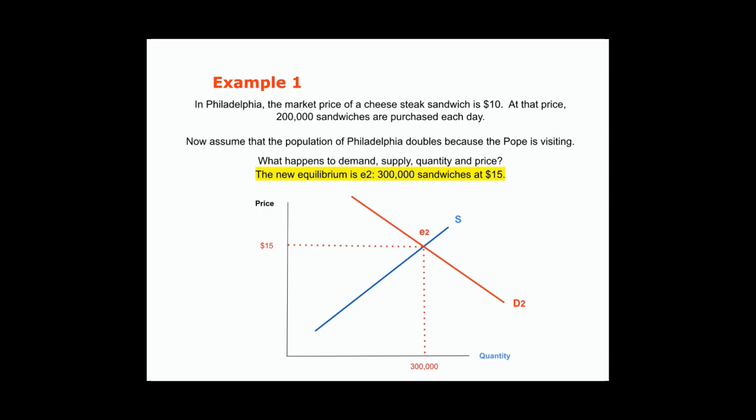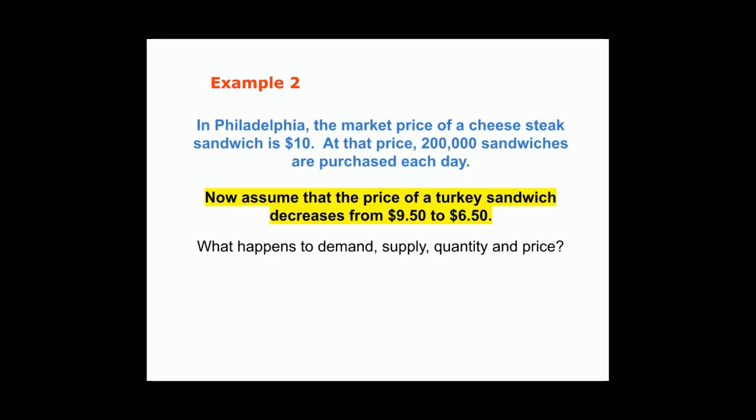And eventually we wind up at E2, and in this graph it looks like the price would be higher. It would be 15, and the quantity supplied, the quantity demanded at the new equilibrium point would also be higher. It would be 300,000 units. We can look at another example, and we will look at a number of examples.